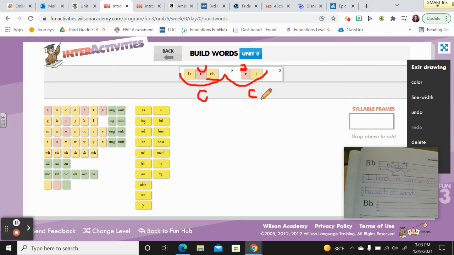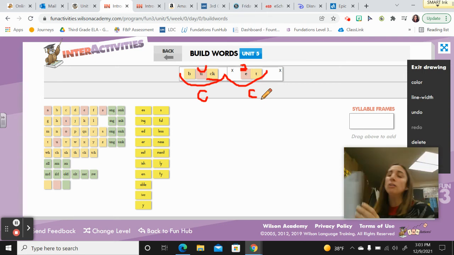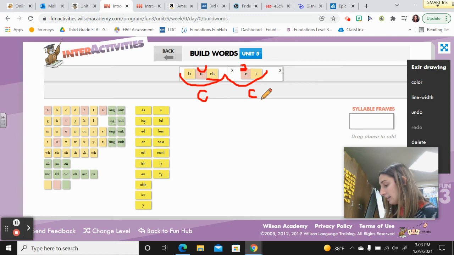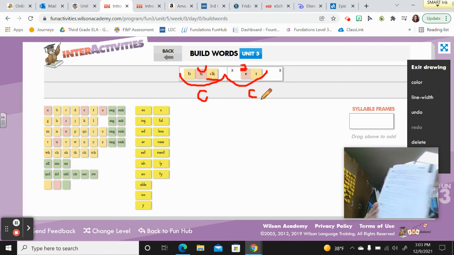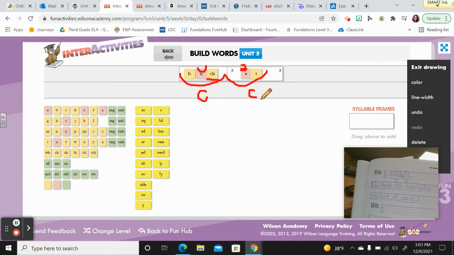Okay, so when we go to scoop the sentence, did you remember punctuation at the end? I hope so. How would we scoop this? I had to carry, I actually like that. I had to carry, all one scoop, a bucket of sand. I think I would do these two scoops together. I had to carry a bucket of sand. Okay, yours might be a little different. There are always more than one option, but that's the way I would phrase that sentence together.